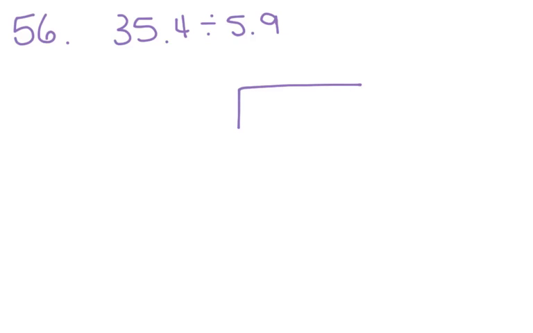Number 56 says 35.4 divided by 5.9. Okay, 35.4 is going to go on the inside. 5.9 will go on the outside. We're going to move our decimal one place again. So we're actually going to be working with 354 divided by 59.